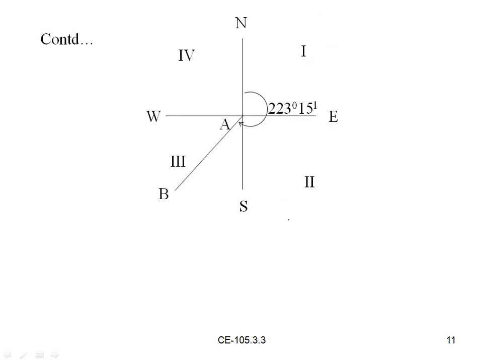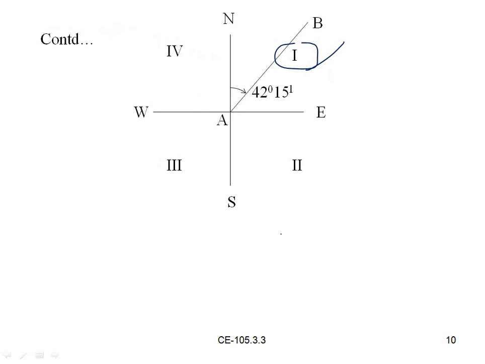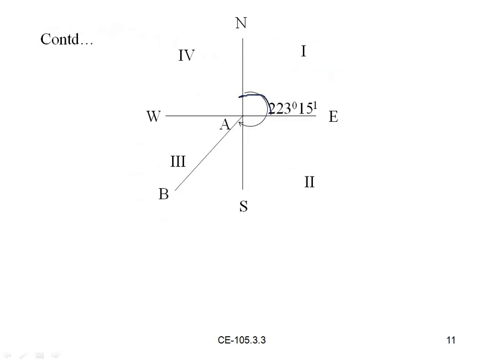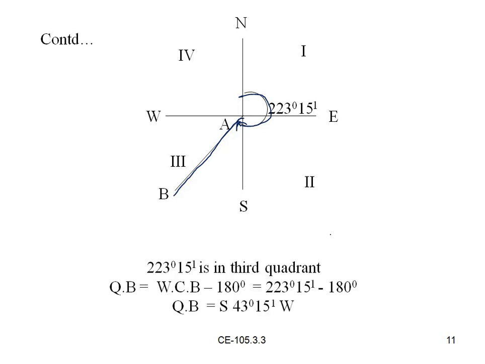And the second one is 223 degrees 15 minutes. It comes from north, here, in this direction. This is the 223 degrees 15 minutes, so you have to calculate that it is in the third quadrant. So quadrantal bearing is equal to whole circle bearing minus 180 degrees, which is 223 degrees 15 minutes minus 180 degrees, and this is S 43 degrees 15 minutes West. That means here the south direction, 43 degrees 15 minutes, and west.